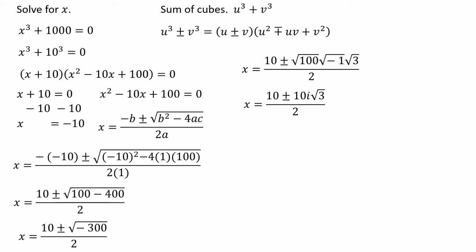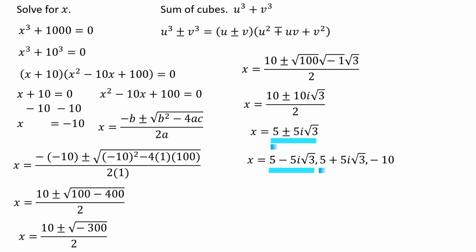Square root of 100, of course, makes 10. Square root of negative 1 is i. Square root of 3, we're stuck with that. Simplify. I end up with 5 plus or minus 5i root 3. So one solution is 5 minus 5i root 3. Next solution is 5 plus 5i root 3. And then, of course, we have a solution of negative 10, which we got from the factoring part. All right, so two solutions from the quadratic formula, one solution from the factoring.